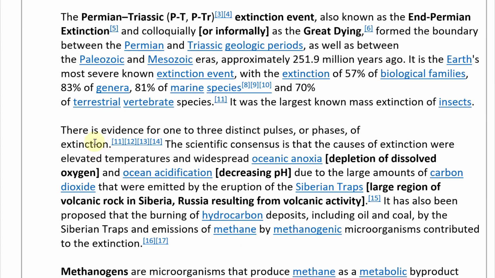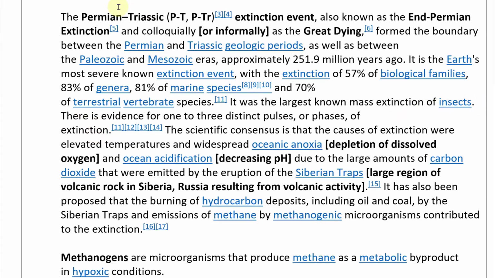Alright, so now let's go over this one. This is actually part of the same PT extinction event. Let's just put it all together. So there's evidence for 1 to 3 distinct pulses or phases of extinction. The scientific consensus is that the causes of extinction were elevated temperatures and widespread oceanic anoxia.